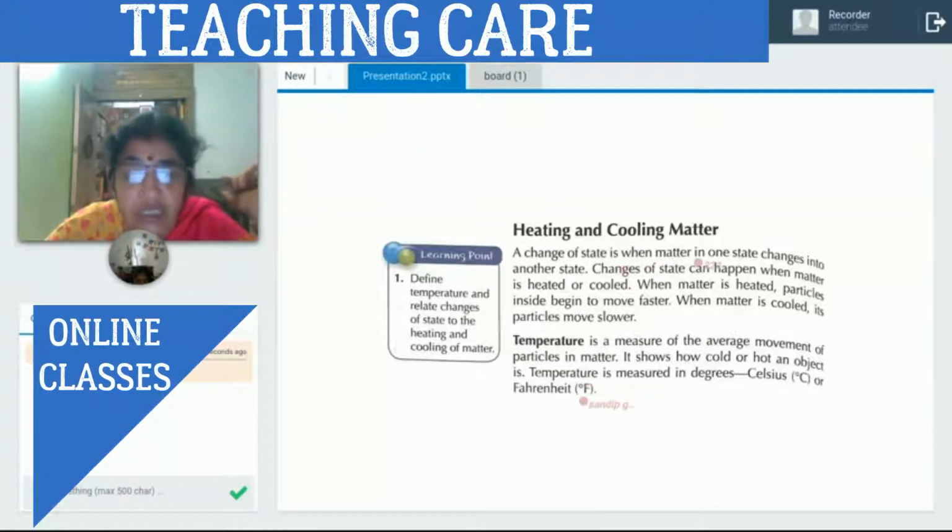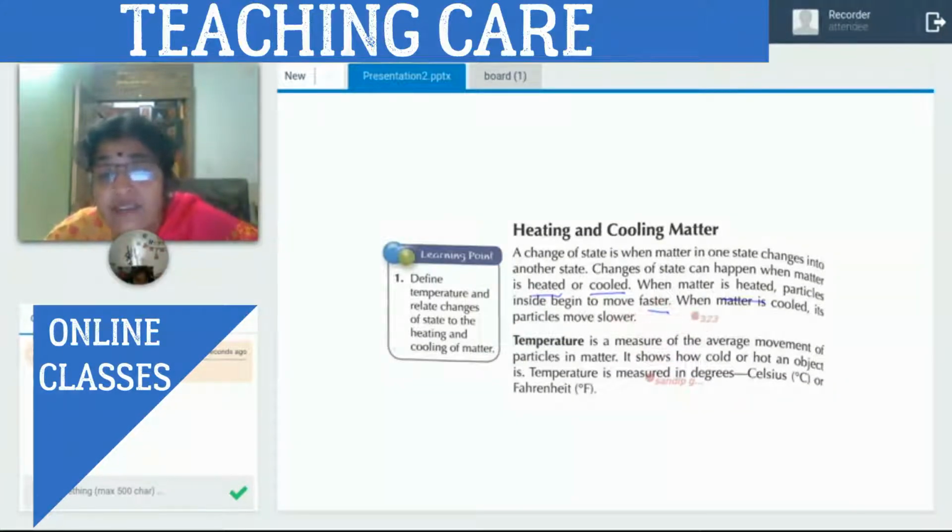For this change of state to happen, what do we have to do? We have to either heat it or cool it. Right? Changes of state can happen when matter is heated or cooled. So when matter is heated, what will happen? The particles inside begin to move faster. When matter is heated, the particles inside move faster. When matter is cooled, its particles move slower.